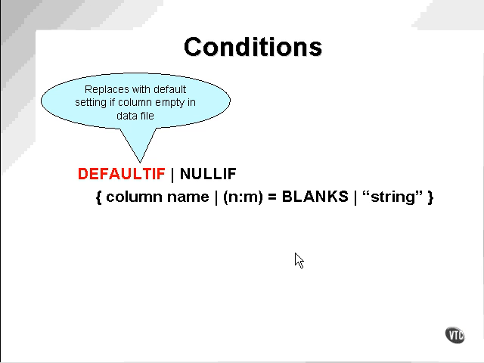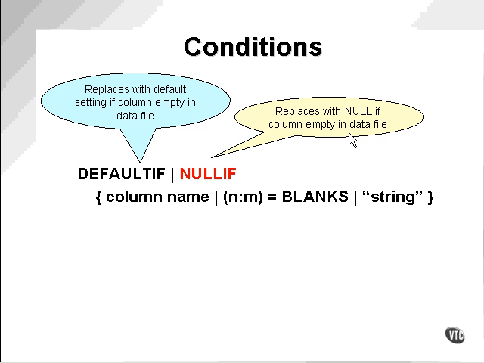These two statements have a specific format. Default if will replace a value in a table, a column in a table, with a default value specified for that column in the database metadata. A 0 is generally the default for a number column, and a null value is generally the default for a string column.